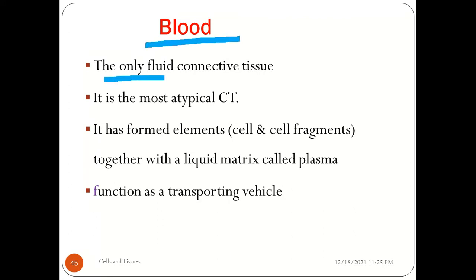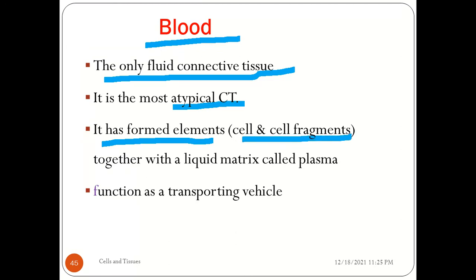The only fluid connective tissue in the body is blood. It is the most atypical connective tissue because of this fluid. Blood can be divided into 2 parts: formed elements and plasma. Formed elements contain cells and cell fragments. For instance, white blood cells, platelets, and red blood cells are formed elements. The other is plasma, a liquid matrix.